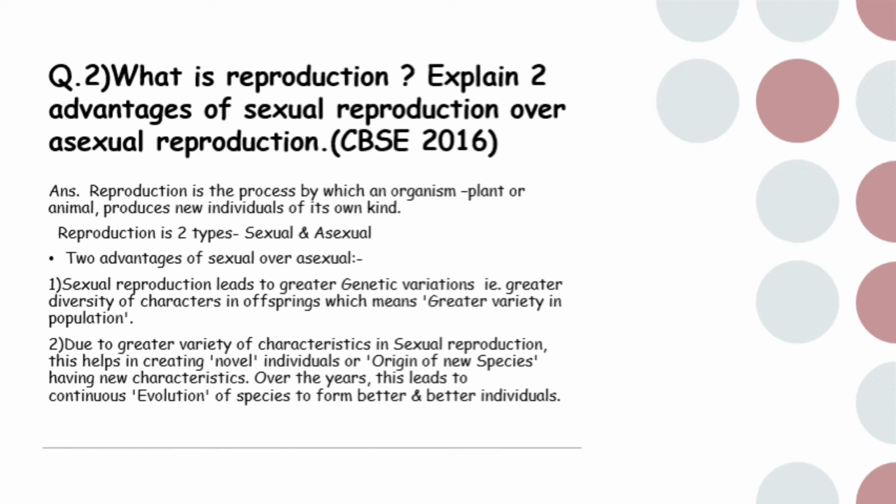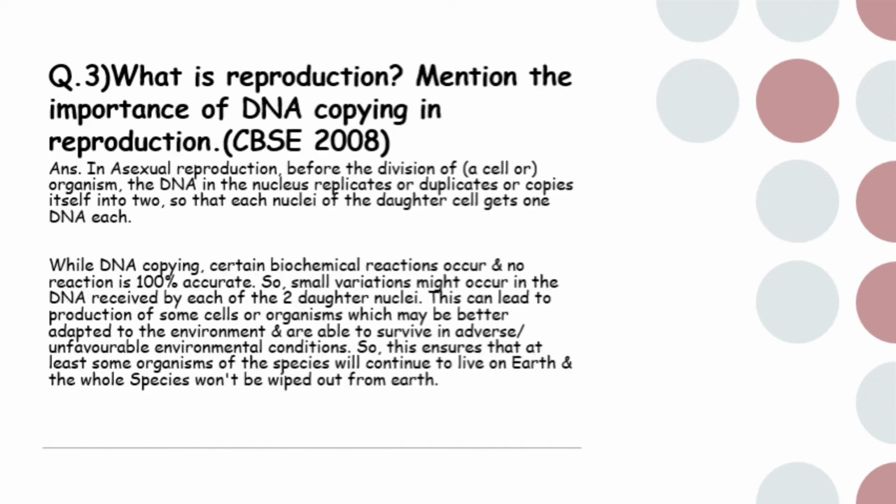So in short, advantage 1 is that sexual reproduction leads to genetic variations which leads to greater variety in population. Advantage 2 is that sexual reproduction leads to the origin of new species.